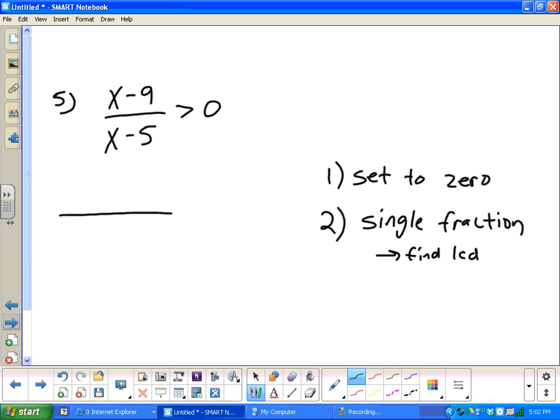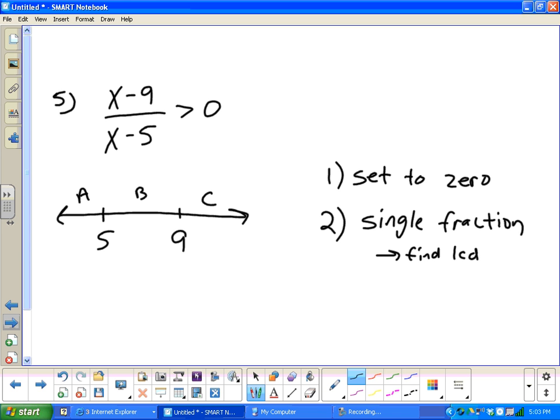So we find our critical points here, and our critical points are what makes the numerator and the denominator 0. So what makes the numerator 0 would be a positive 9, and what makes the denominator 0 would be a positive 5. So we put 5 here and 9 here. A couple of people got the numbers backwards there. See, that wouldn't work because 5 is less than 9. So it's got to be that way. And now that gives us 3 intervals here that could be possible solutions. So we label them A, B, C there.